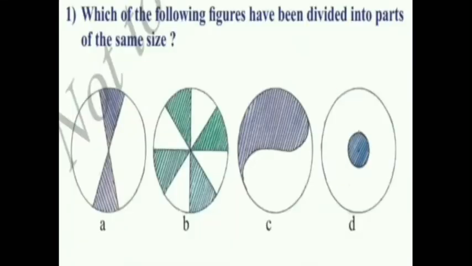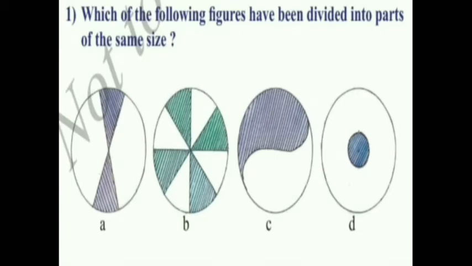Children, now we should see which of the following figures have been divided into parts of the same size. Now we should see whether in each figure the parts are divided equally or not. See the first figure. Here the circle is divided into 4 parts. 2 parts are shaded. Shaded parts are small. Non-shaded parts are big. So the parts are not equal.